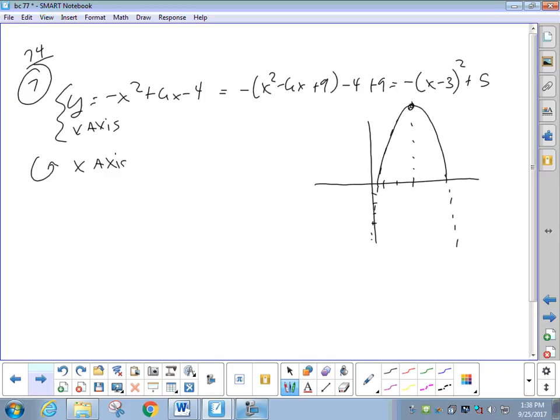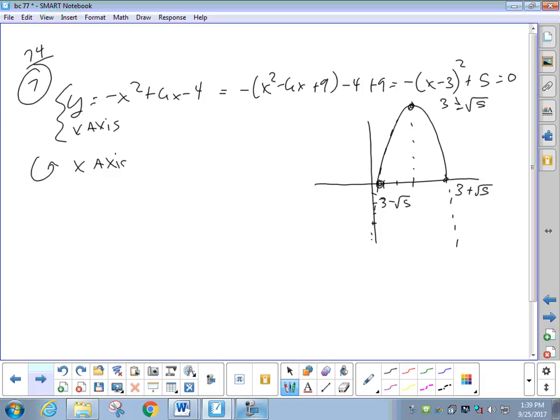All right, pretty cool? With that, I could also see that this would cross the x-axis at 3 plus or minus the square root of 5. The x-intercepts are going to be 3 plus or minus root 5. Am I going too fast? Are you kind of seeing where I'm coming from? Sort of. 3 plus root 5.